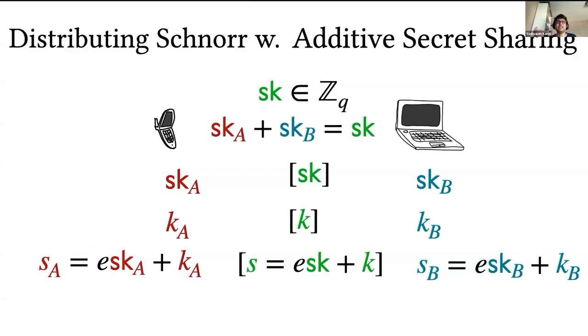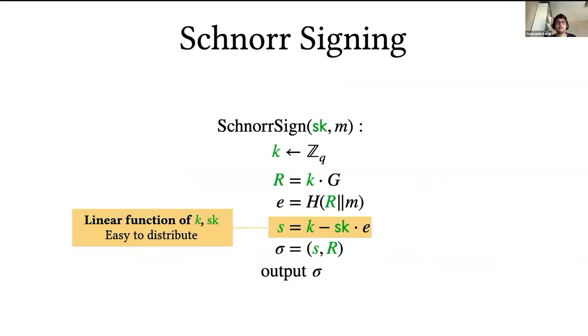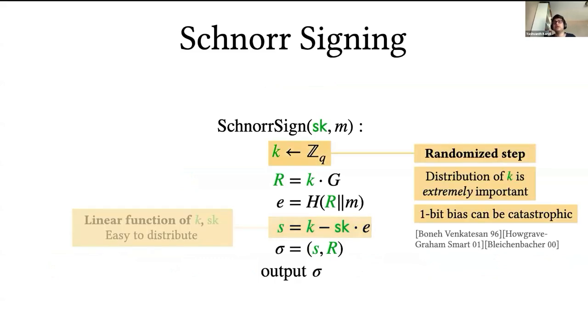And so, relabeling what's already on the slide, we can see that the signing equation for Schnorr is pretty easy to implement in a distributed way with additive secret sharing. Yeah, that's a solved problem: how do you compute the signing equation once the nonce and the signing key have been fixed? But unfortunately, there's also this randomized step in Schnorr, which is that we have to begin by sampling this nonce every time we want to sign a message.